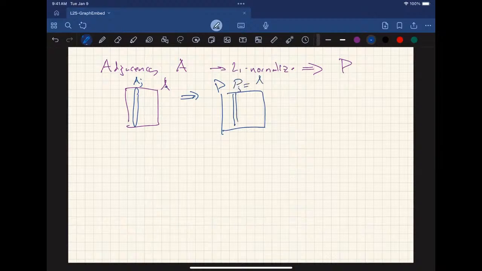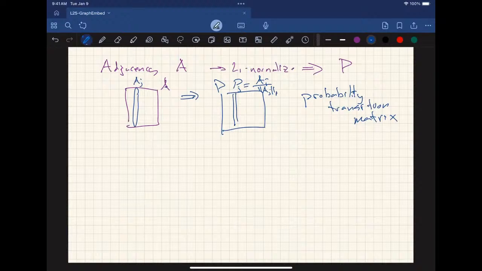Pj equals Aj divided by the L1 norm of Aj, right? So now what I get, all the values were 0, 1, so this becomes a probability vector. That column is now a probability vector, and this becomes the probability transition matrix. Okay, so this is pretty similar to what we did before.